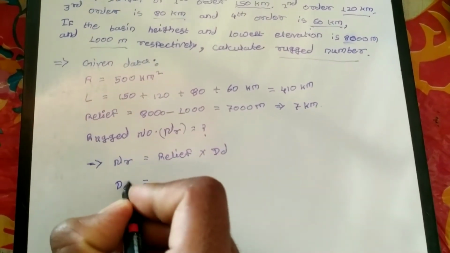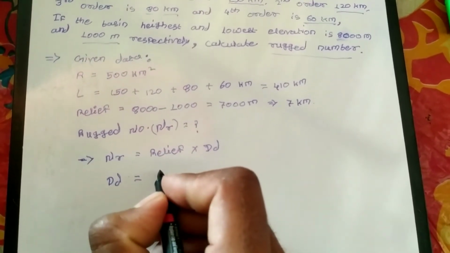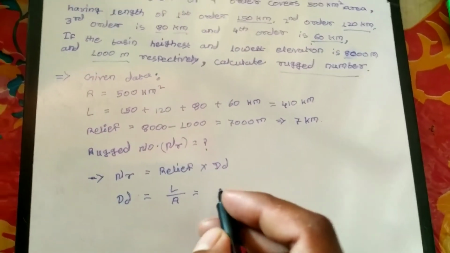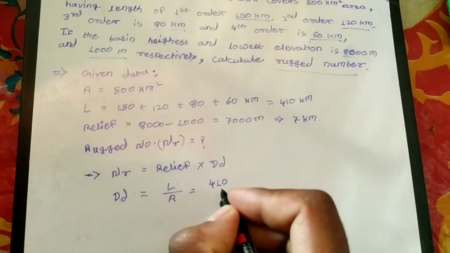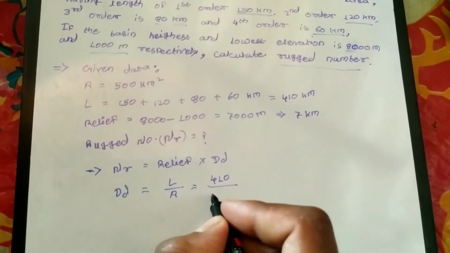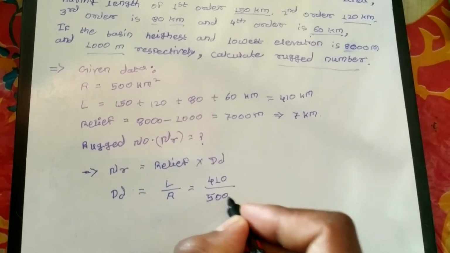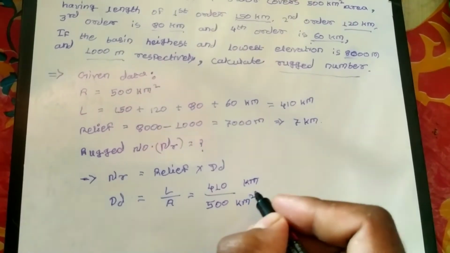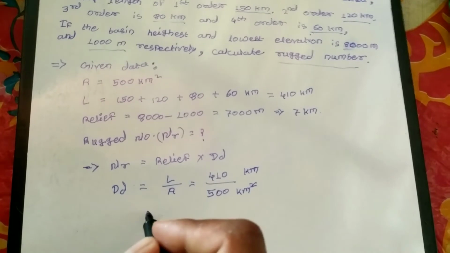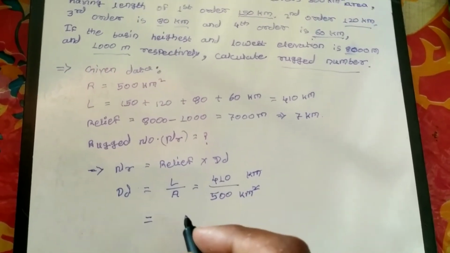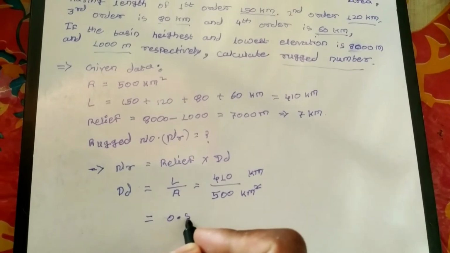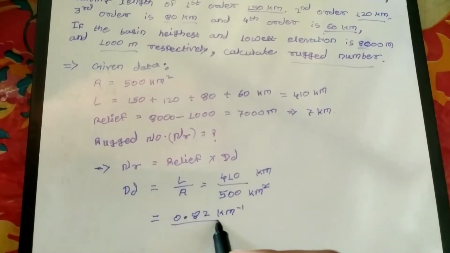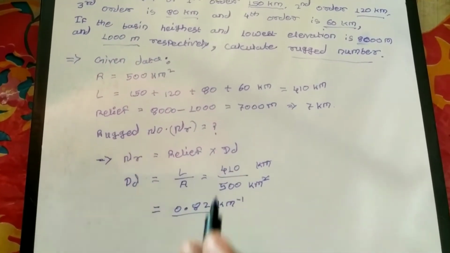So drainage density, we know, equals length upon area. Length is given, that is 410 kilometer, and area is 500 square kilometer. Length is in kilometer, so this kilometer and this square get cancelled. So drainage density will become 0.82 kilometer inverse. This is drainage density.